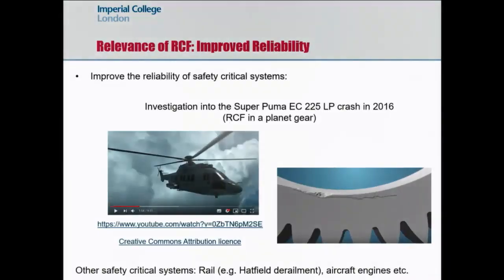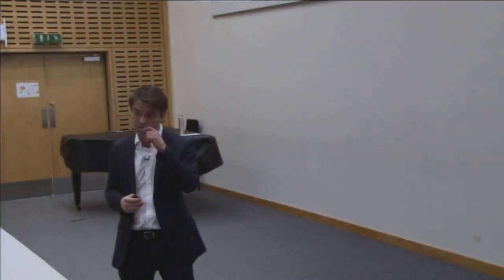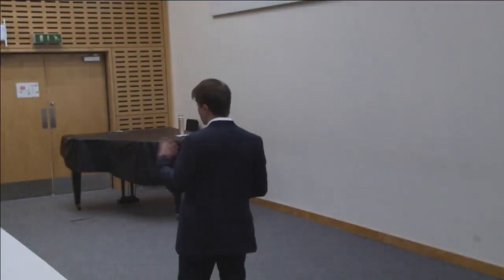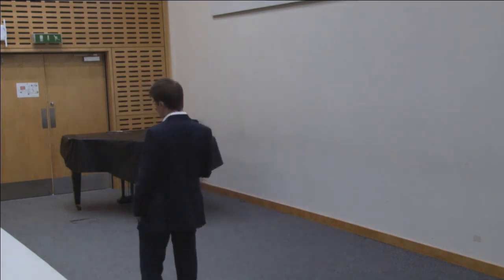Other obvious examples of safety critical systems: the Hatfield derailment was caused by rolling contact fatigue in rails, and nowadays we are working on introducing gearboxes in normal jet engines, to have geared turbofan engines in order to slow down the fan and improve the efficiency of aviation turbines. And of course, safety is critical there too.